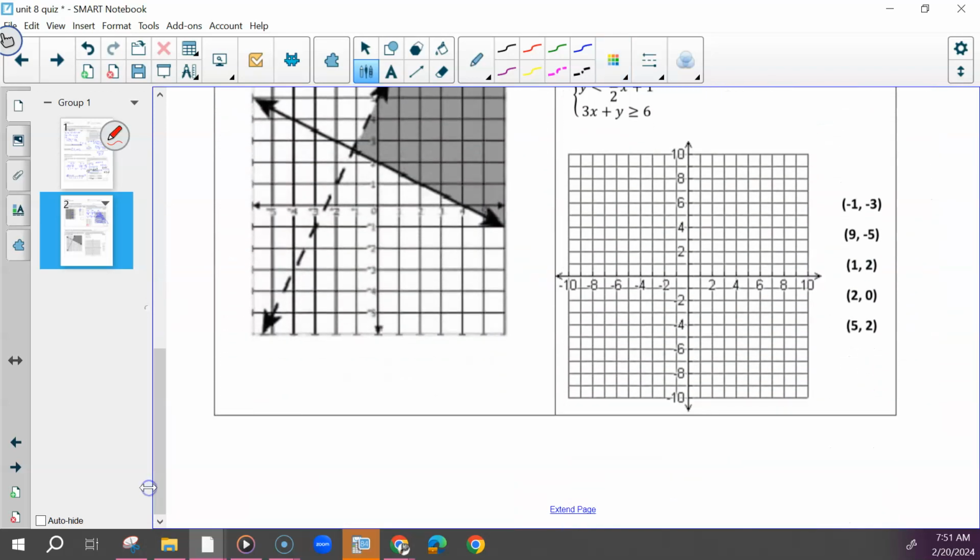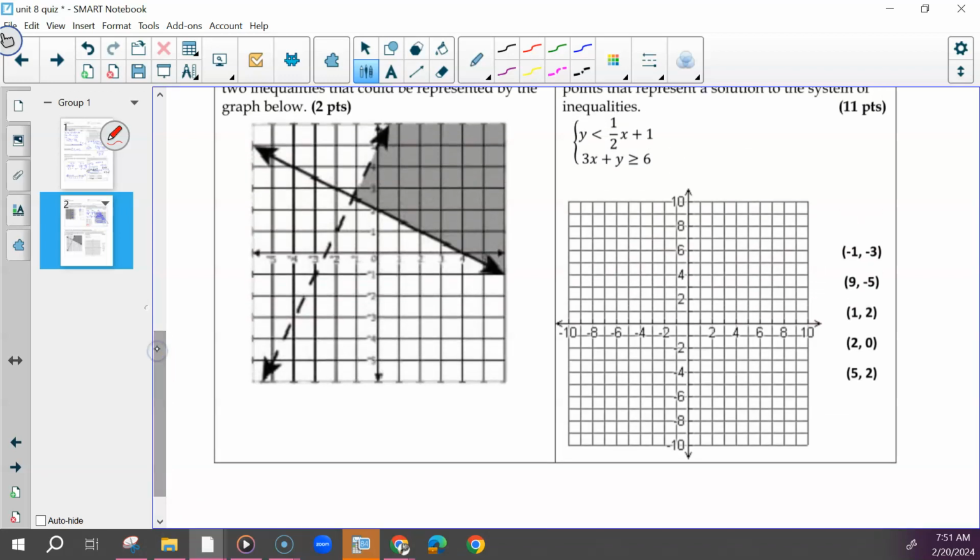Most of us got the right slope and y-intercepts here, but we struggled a little bit with the signs. So starting with the solid line, that starts at +2. The slope is -1/2. It's a solid line, so it has to be equal to, and this is shaded above that line. So that should have been greater than or equal to.